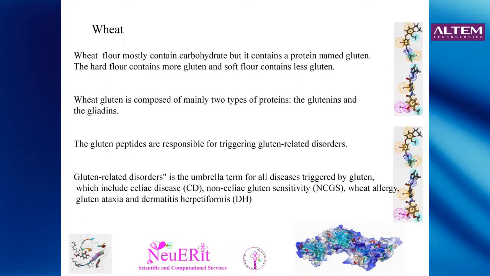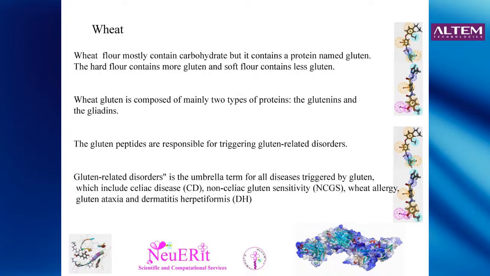Now, wheat is also a very popular source of carbohydrate. Wheat flour mostly contains carbohydrate, but it also contains a protein named gluten. I think many people know about gluten. Wheat flour is of two types: hard flour and soft flour. It basically depends on the percentage of gluten. If the percentage of gluten is more, then it is hard flour. If it is less, then it is soft flour.